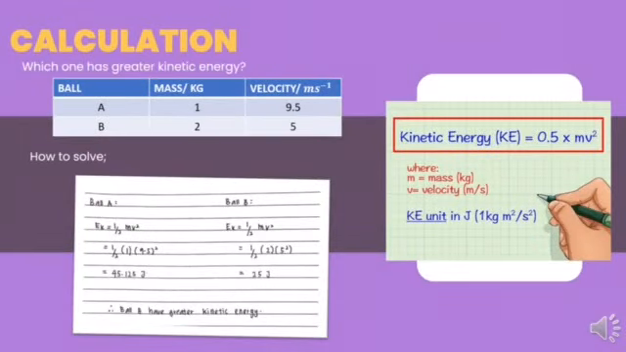The calculation for ball A and B uses the kinetic energy formula, 1/2 multiplied by the mass and the velocity squared. For example, the table shows the masses and velocities of the two balls. Then we can transfer the information given into the equation and solve it. The kinetic energy for ball A is 45.125 joules, while the kinetic energy for ball B is 25 joules. From the answer, we can conclude that ball B has greater kinetic energy.